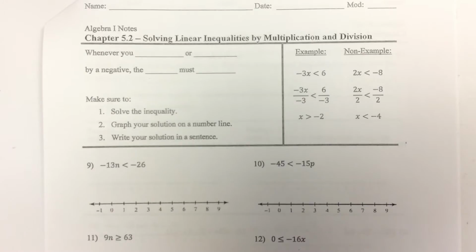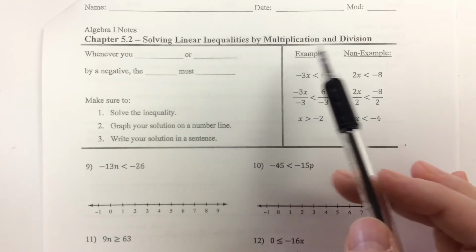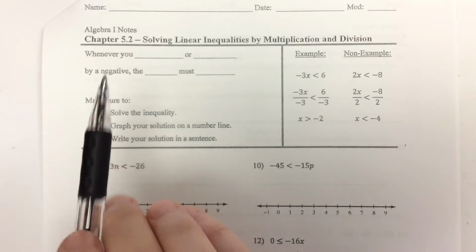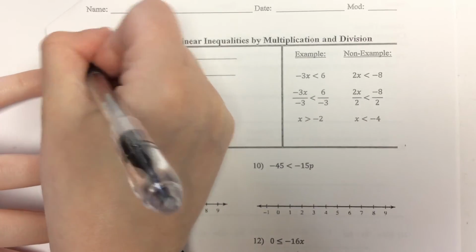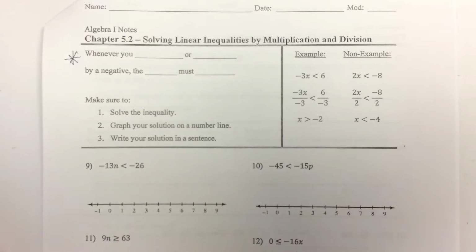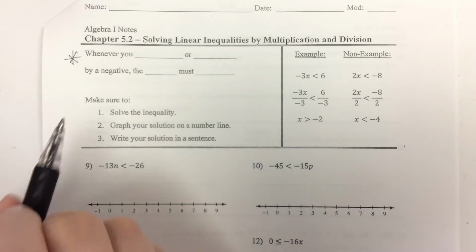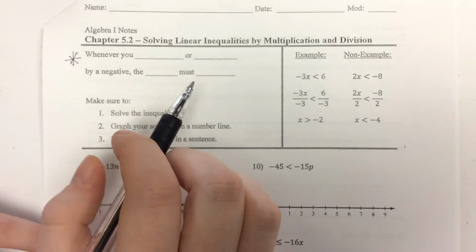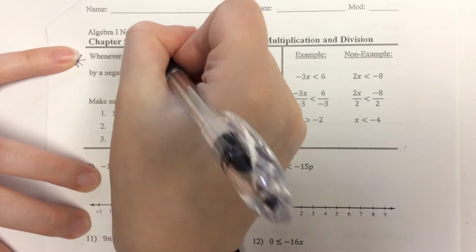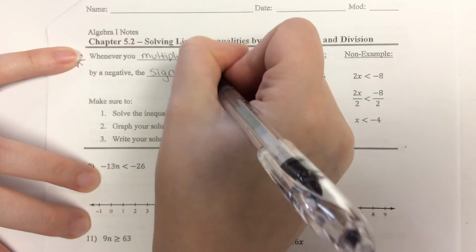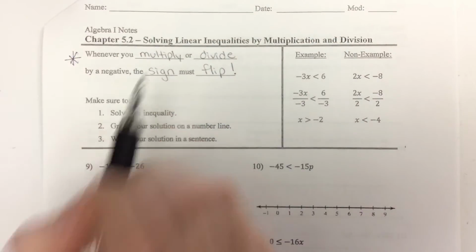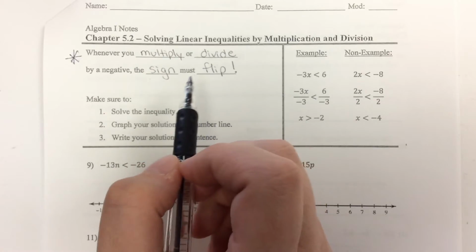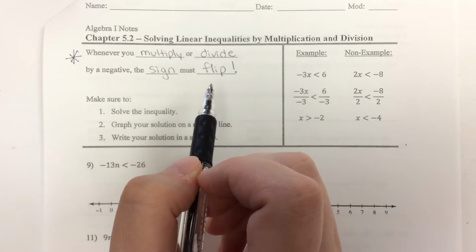But there is one small difference about multiplication and division, and that is, listen carefully, this is very, very important. You might want to put a little star next to it. Whenever you multiply or divide by a negative number, the sign must flip. So let me write that. Very, very important: anytime you multiply or divide by a negative, you flip the sign.